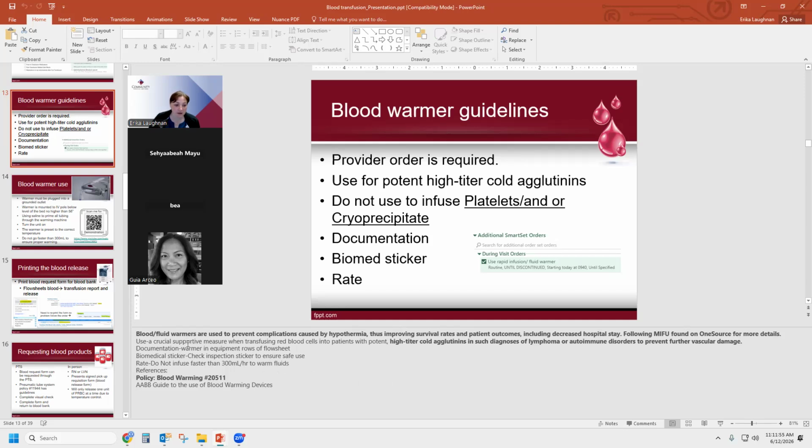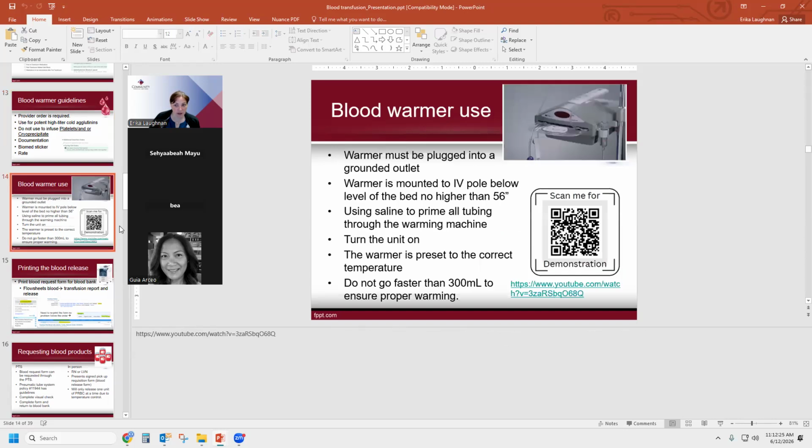It talks about all that in the notes: why we'd use a warmer, what it's indicated for, what the manufacturer's instructions for use say, and why we would specifically be using it for lymphoma patients and autoimmune disorder patients, where we're trying to prevent further damage to their body. It also gives you some guidelines for the sticker, making sure it's safe, has been maintained and is appropriate to still use, making sure the rate doesn't exceed that mLs an hour, and that we're not using pressure bags. This is our little blood warmer video.